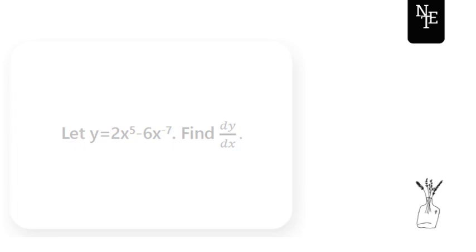Okay. So now in this second example, we're going to look at how to find the derivative if your function is defined as y equals 2 times x to the exponent of 5 minus 6 times x to the exponent negative 7. Okay, let's see how this works.